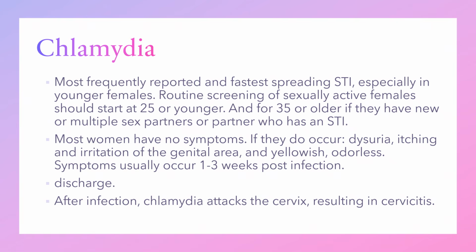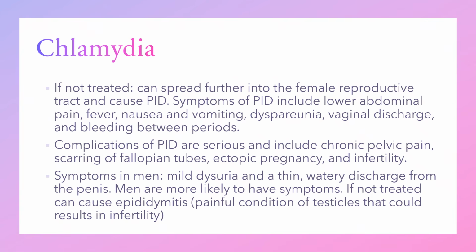After the infection, chlamydia attacks the cervix, which can result in cervicitis, so an inflammation of the cervix. If it's not treated, it can spread further into the female reproductive tract, and it can cause pelvic inflammatory disease. Some symptoms that we can see with pelvic inflammatory disease include lower abdominal pain, fever, nausea, and vomiting, dyspareunia, vaginal discharge, and bleeding between periods. Complications of pelvic inflammatory disease are serious and include chronic pelvic pain, scarring of fallopian tubes, ectopic pregnancy, and infertility.